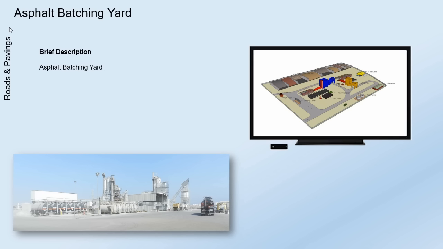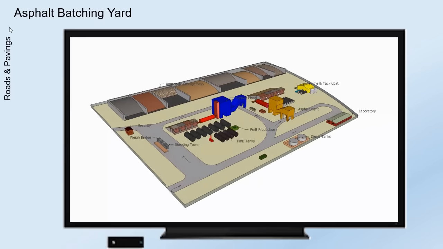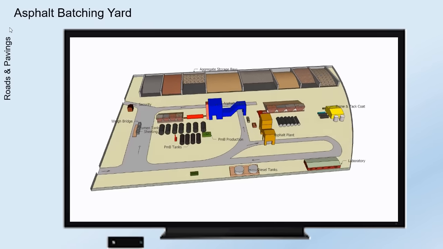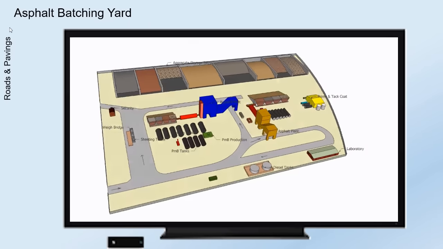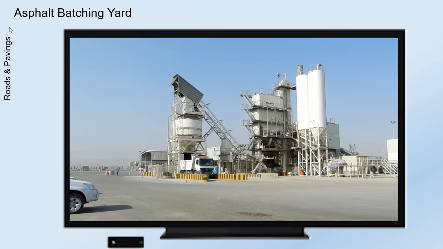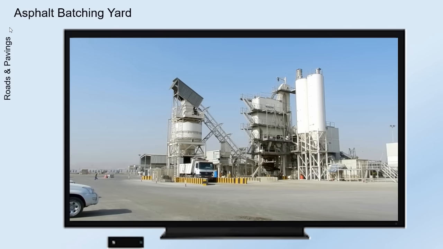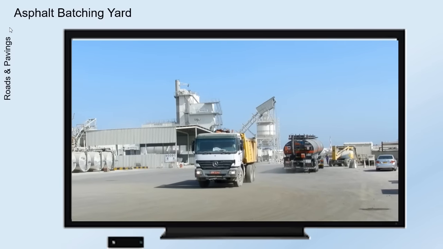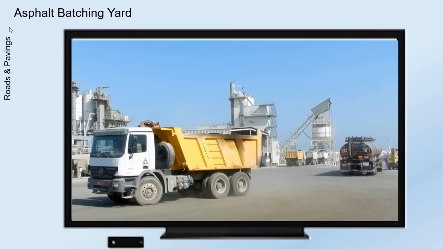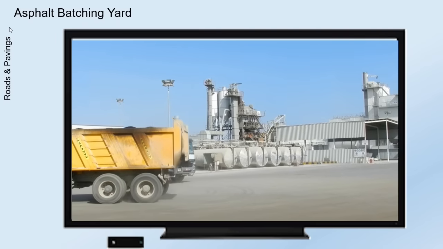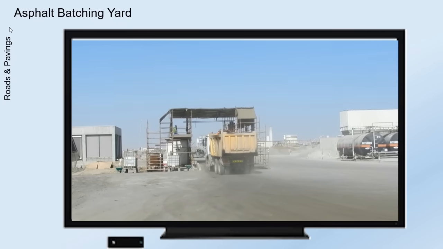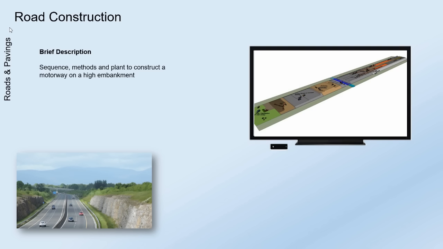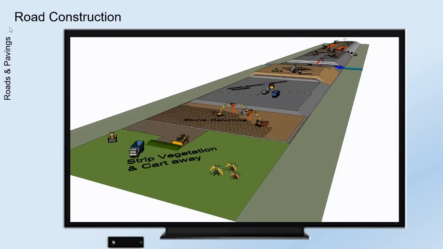Roads and paving. Asphalt batching yard. Road construction. Sequence, methods, and plan to construct a motorway on a high embankment.